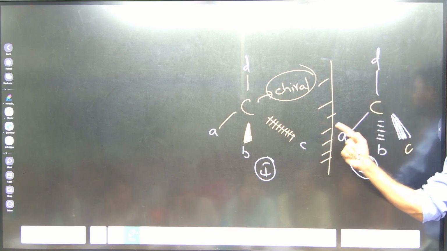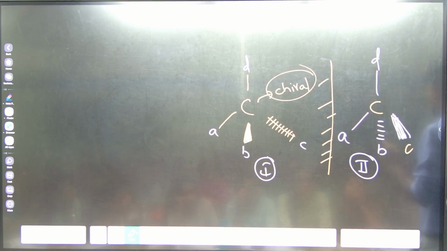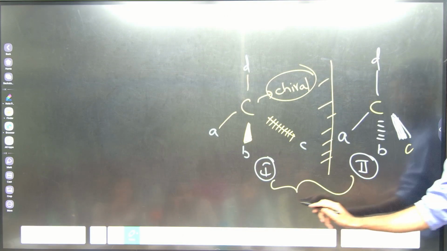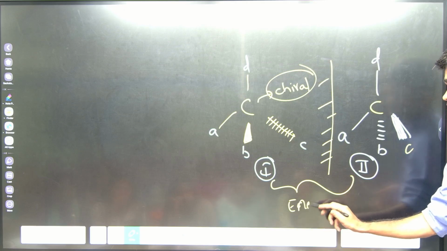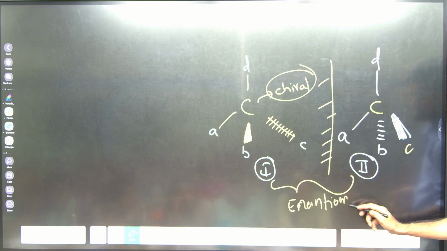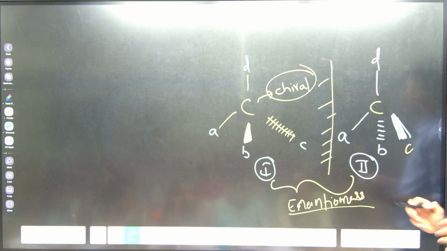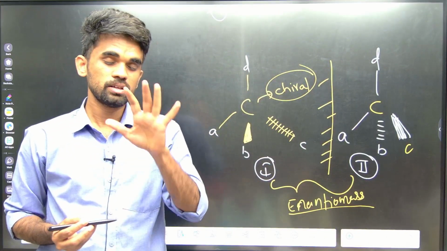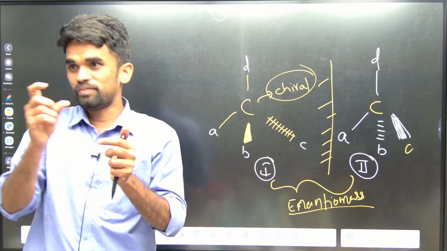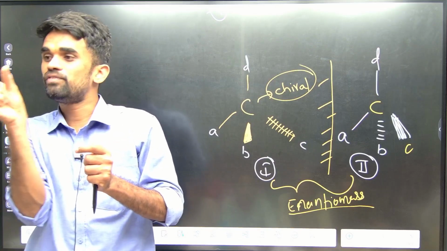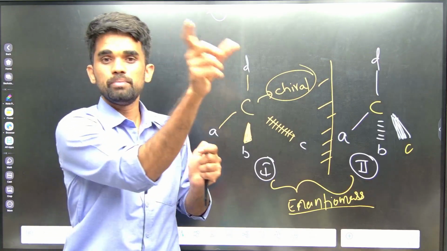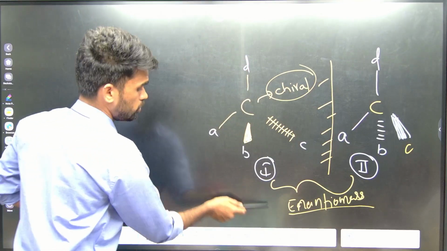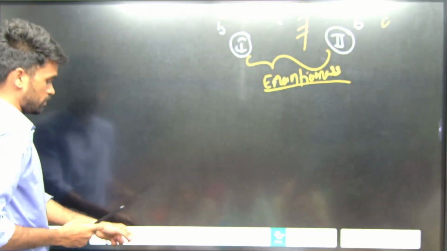So can I say this is superimposable or non-superimposable? Non-superimposable. So these non-superimposable mirror images are called enantiomers. What they are? Enantiomers. So once again tell me, what is the definition of enantiomers? With very clarity, stereoisomers which are non-superimposable mirror images are called enantiomers. Okay. So now give me example for this.